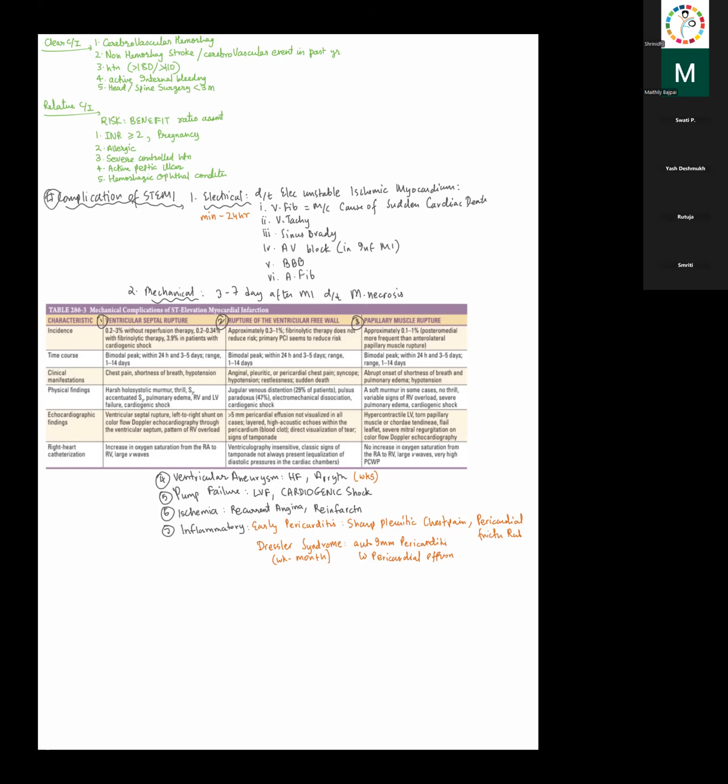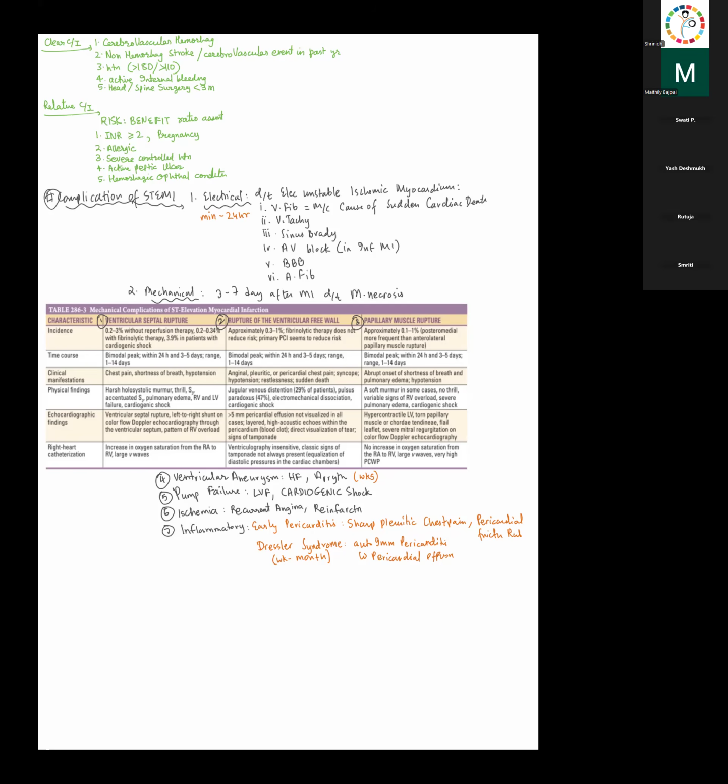Yes. The clear contraindications of fibrinolytic therapy are cerebrovascular hemorrhage, non-hemorrhagic stroke or cerebrovascular event in the past 1 year, severe hypertension, like systolic more than 180 and diastolic BP more than 110, or any active internal bleeding, or head and spine injury or surgery done within 3 months.